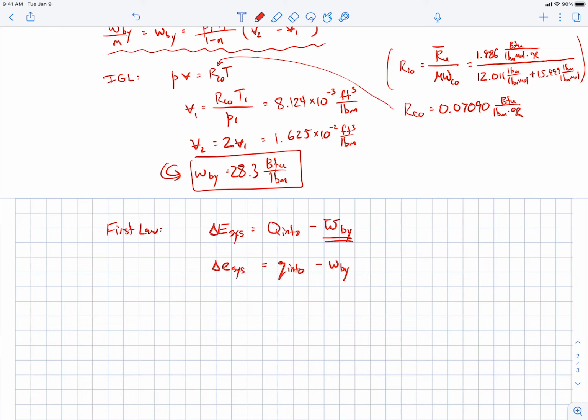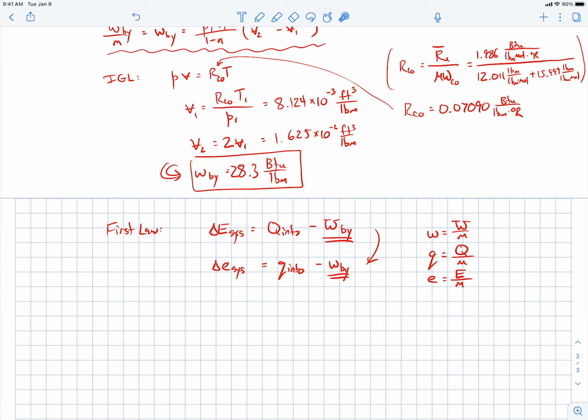I'm just using a lowercase set of values. So, for example, we said the work is the specific work. Let me rewrite that. The specific work is the work divided by the mass. The specific heat transfer is the heat transfer divided by the mass, and the specific total energy is the total energy divided by mass. So that's what I've done to go from here to here. Now, the work per unit mass I just calculated. That's right here. So that part's good. The Q into is what I'm trying to find.